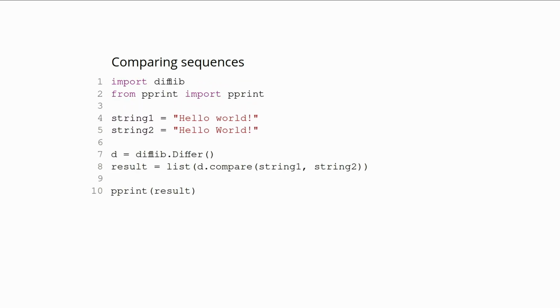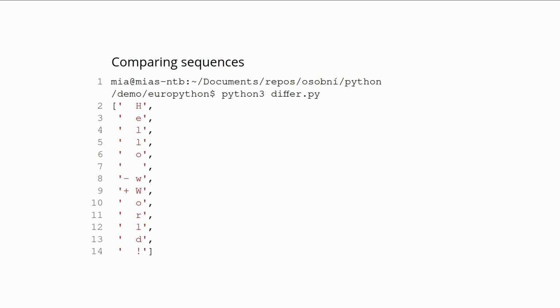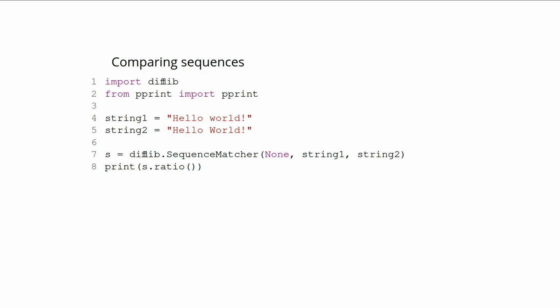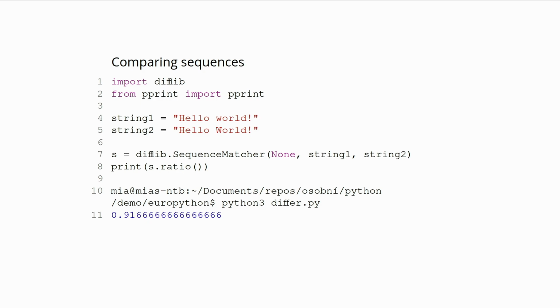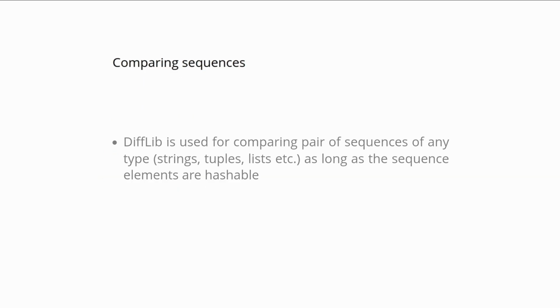Here we create an instance of the Differ class, and we compare two strings. And if we print the result, we can see that all the characters are the same, except the one on line 8, which is missing in the second sequence, and the one on line 9, which appears to be in the second sequence. We can also calculate the ratio of the comparison between two sequences. That means, in other words, how similar or how different these sequences are. And here we can see the result, 91%, which means that they're very similar.